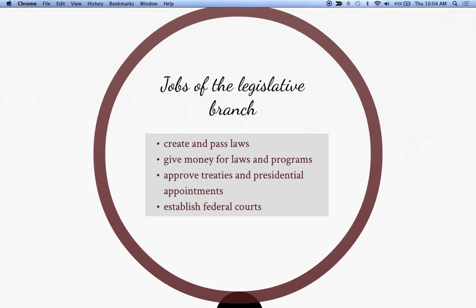Second job they have is they give money for laws and programs. Okay, so they allocate the funding. Tax dollars come in, they use that money for new roads, education, the military, all kinds of things like that.